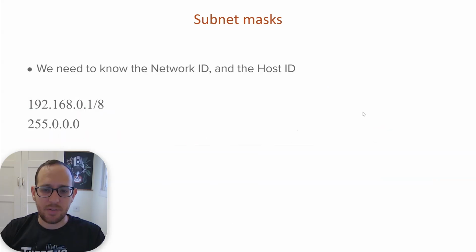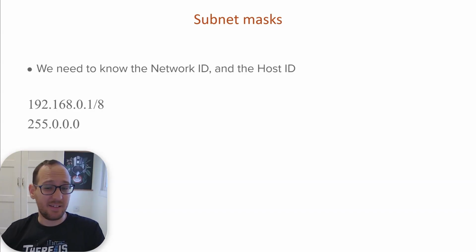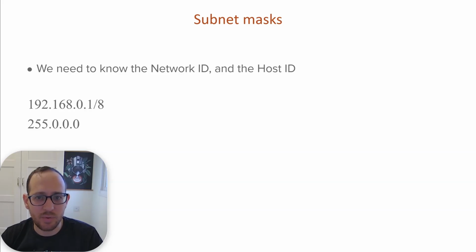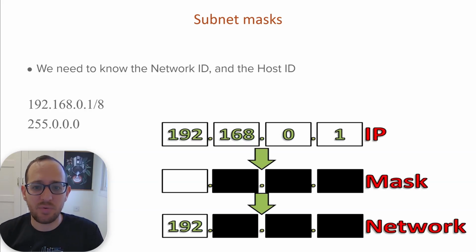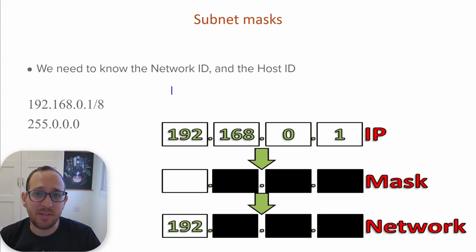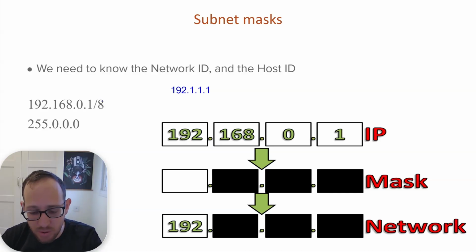Let's see another example. So now we have 192.168.0.1/8. In other words, only the first 8 bits are the network ID, so only 192. So whenever an address starts with 192, it's within the same network. Note that this means that, for example, this address is within the same network as 192.168.0.1 with a /8 subnet mask, but it's not the same network as with the /16.